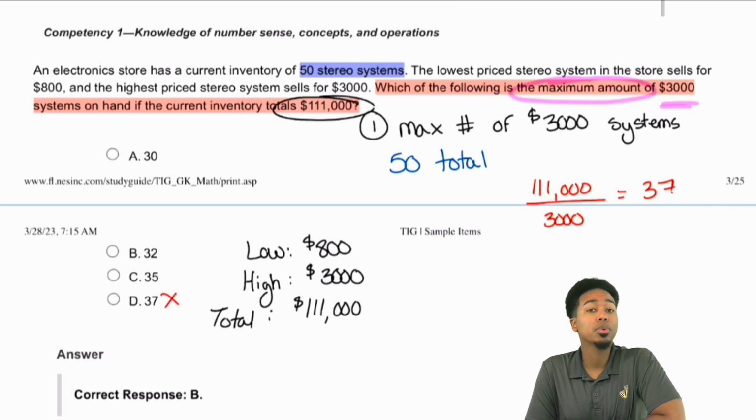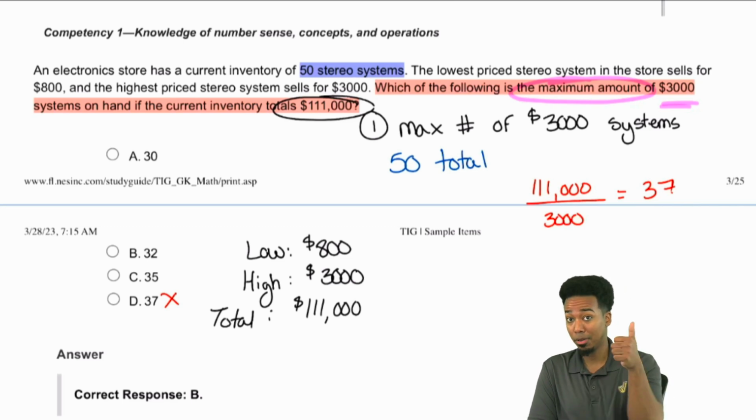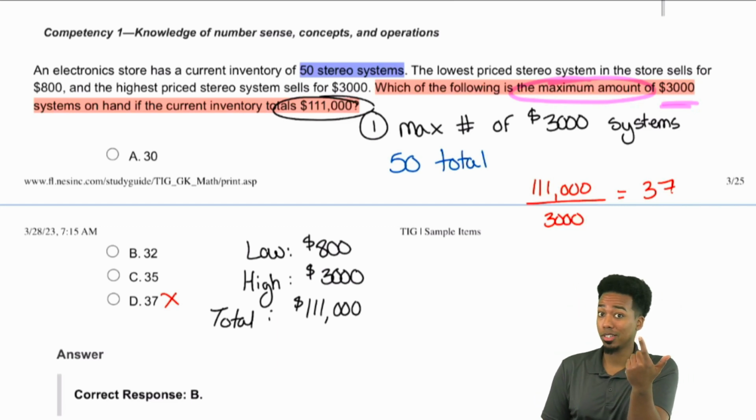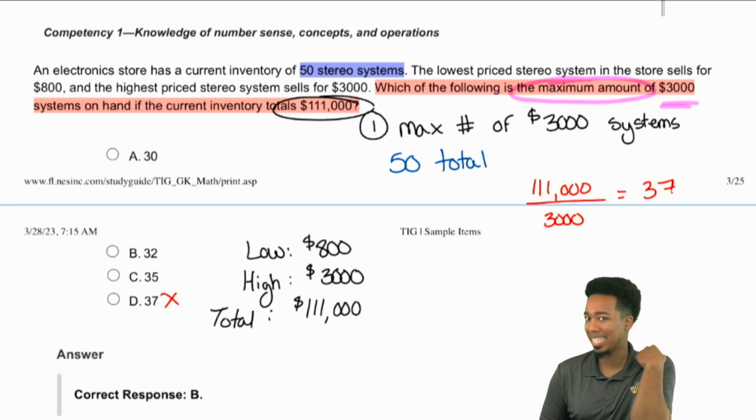Because again, we need to have a total of 50 systems present in the inventory. And if we're dividing all of the money by 3,000, we're assuming that all of them are $3,000 systems. But what we do know is that we need to add up to 50, and we do have at least one stereo system that's $800. So that doesn't add up. So that's why D is not the answer.